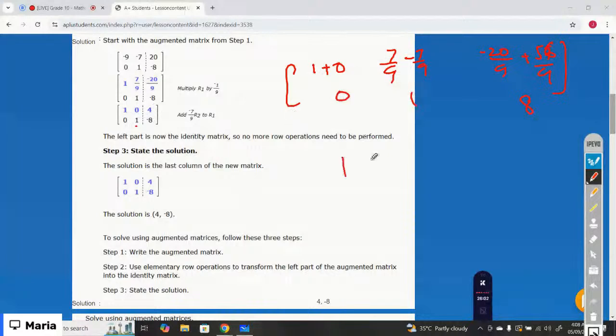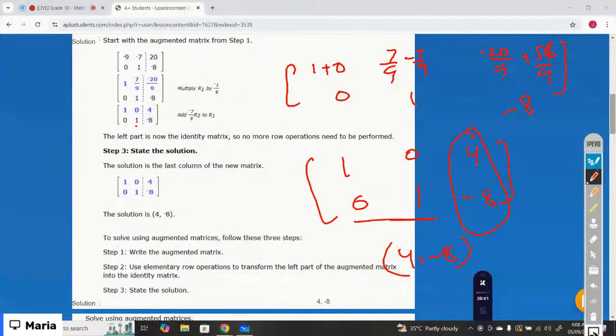So you are left with 1, 7 over 9 minus 7 over 9 makes 0, and -20 plus 56, that makes 36 over 9, right? 36 over 9 is 4. You have 4 here and -8 here. So you can see here now you have 1 0 0 1. So the values are, that is actually the solution of the linear equations, that is 4 and -8. That is the solution of the equations, right?